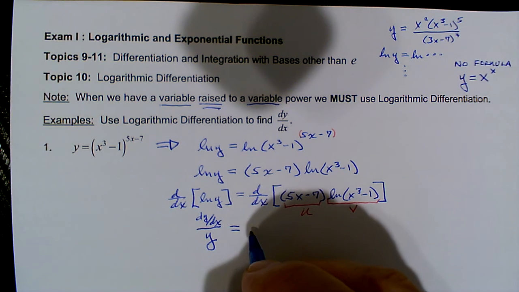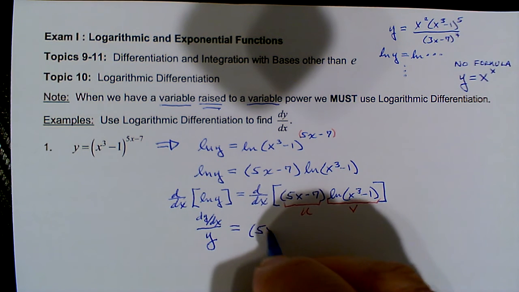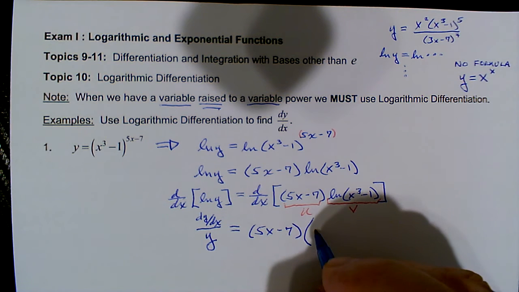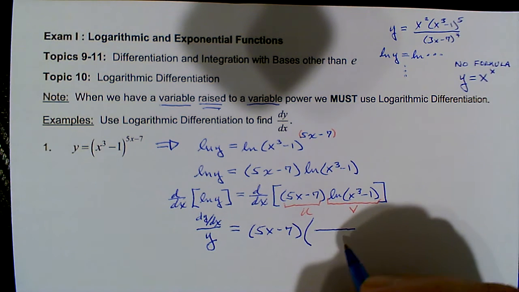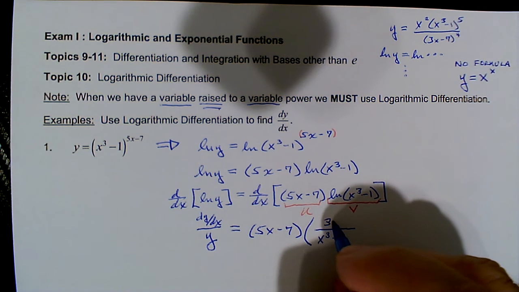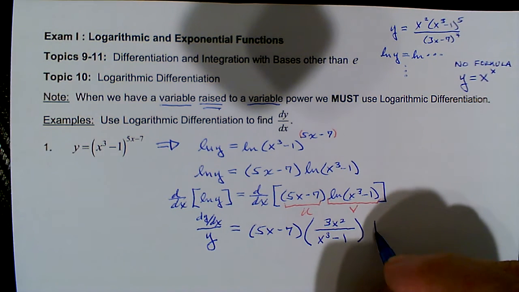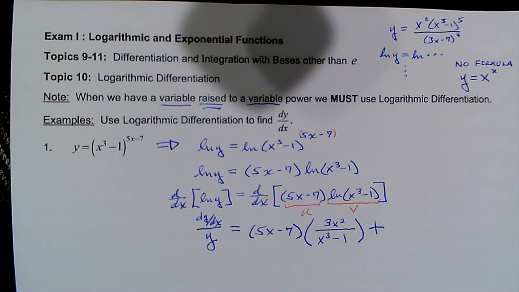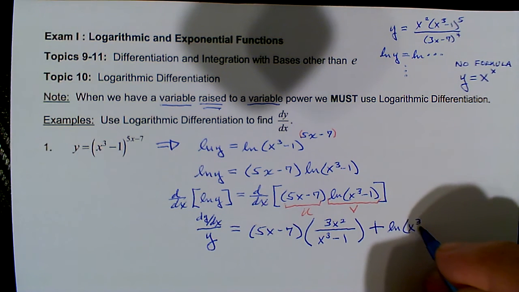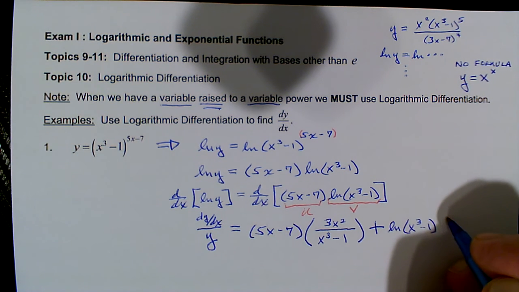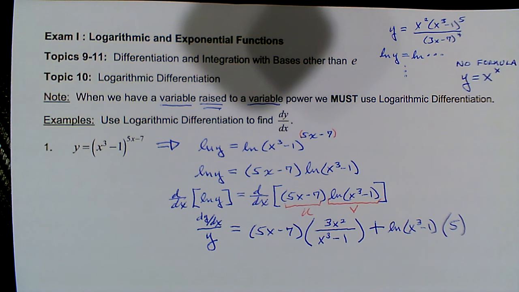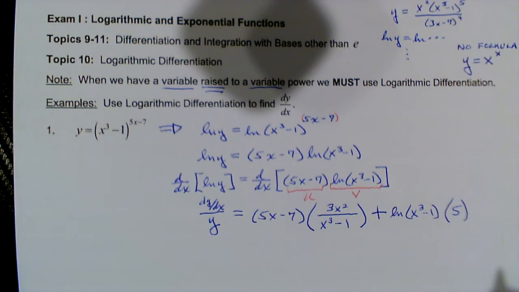So by the product rule, first factor, 5x minus 7, derivative of the second, to differentiate the natural log of this quantity, our formula for the natural log of u, log goes away, fraction, quantity x cubed minus 1 in the denominator, its derivative 3x squared in the numerator, big plus to finish off the product rule, second factor, the natural log of that quantity, x cubed minus 1, and then times the derivative of the first, and the derivative of 5x minus 7 is simply 5.